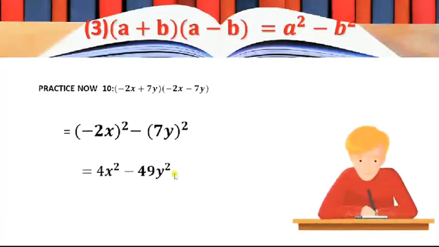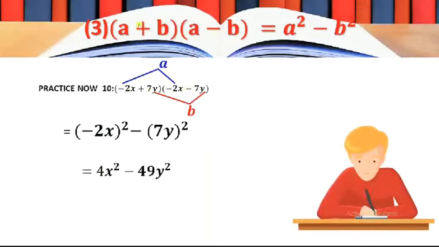Then again I have taken practice note 10, where minus 2x and minus 2x is known as a, and 7y and 7y is known as b. The third identity will be used when the a's are the same and the b's are the same, and there should be an opposite sign between the two terms. Then we have to use the third identity, minus 2x plus 7y times minus 2x minus 7y. Here a is minus 2x and b is 7y, but there are minus and plus signs, meaning opposite.